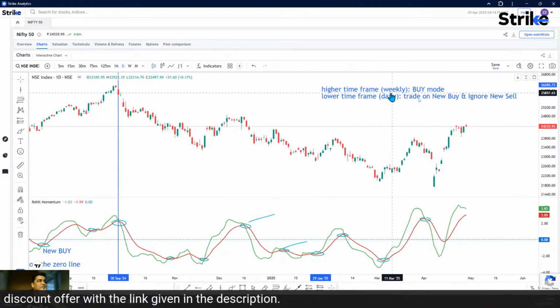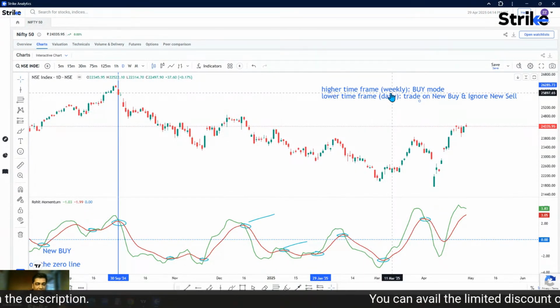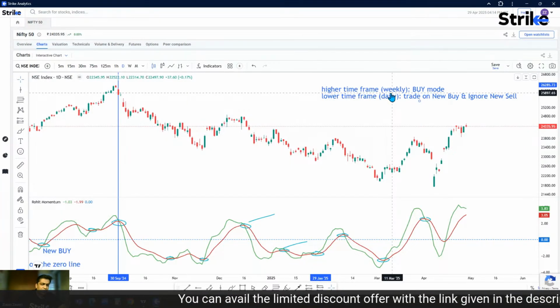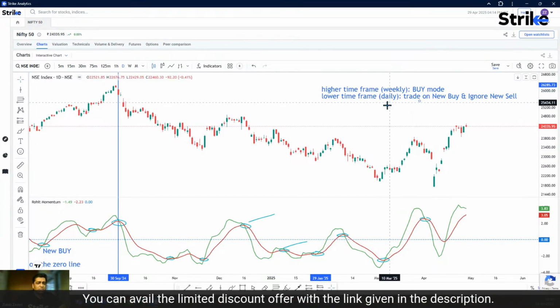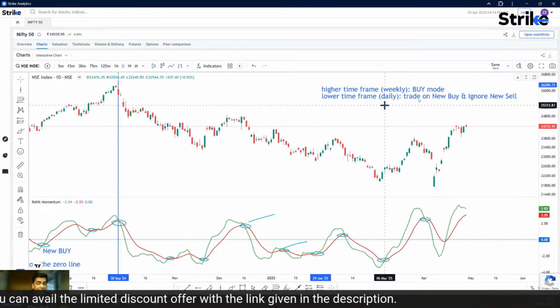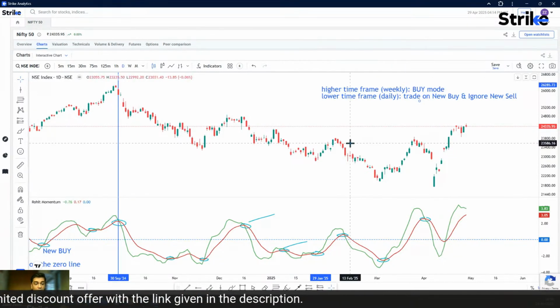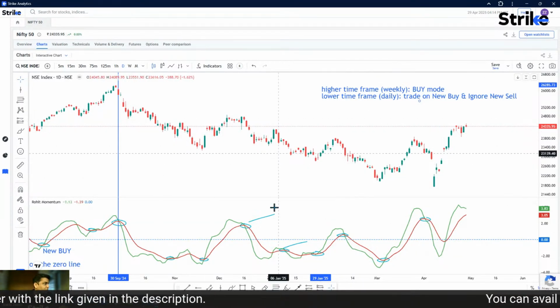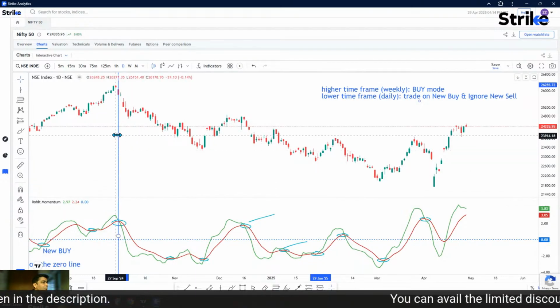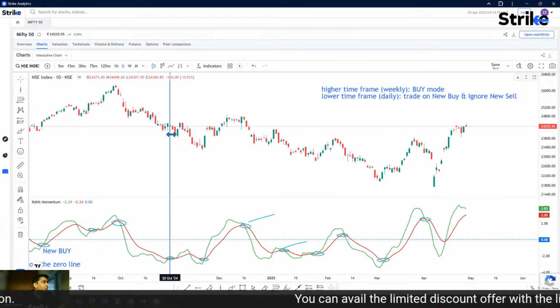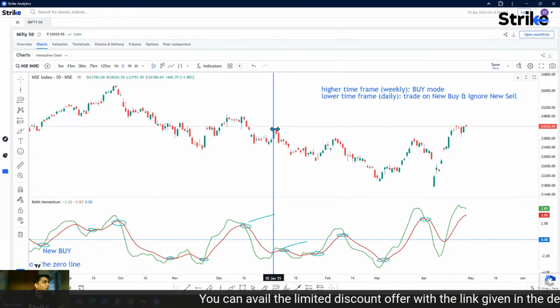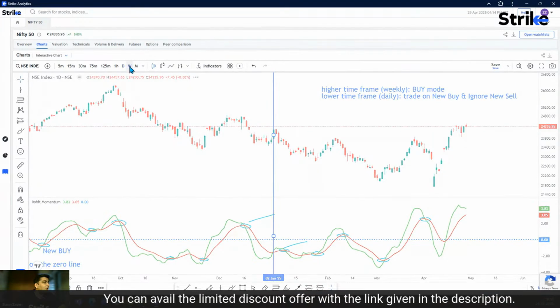On a higher time frame chart, first we will see the momentum. Let's say if you are a short term trader, a positional trader or a swing trader, then we will first see what the momentum is on the weekly time frame chart. Let's suppose this was the false signal that came in over here.